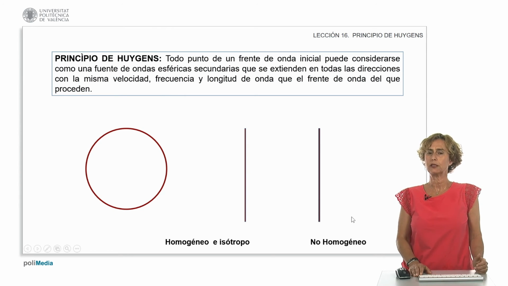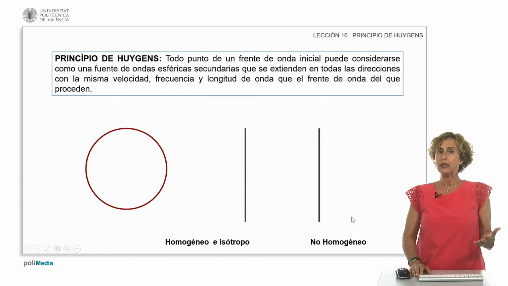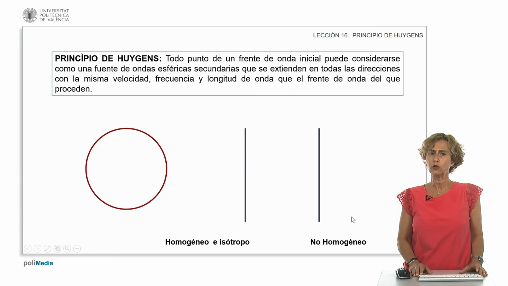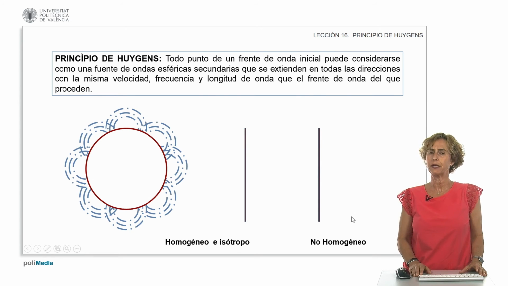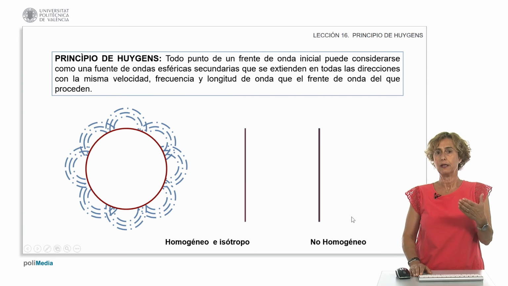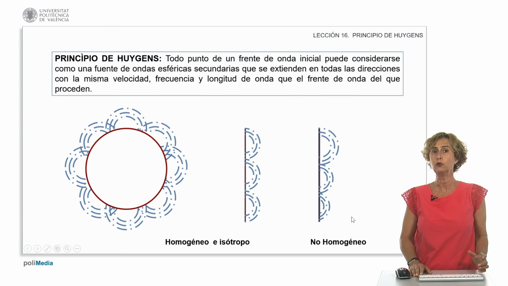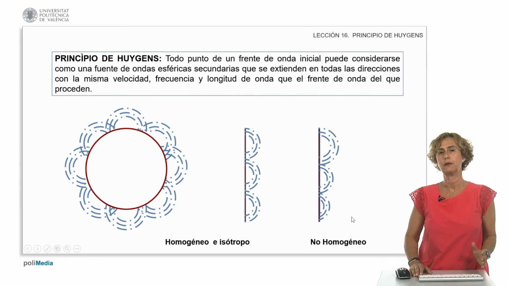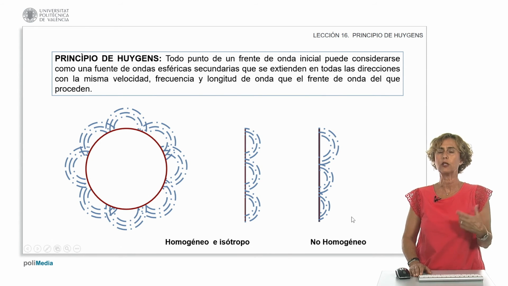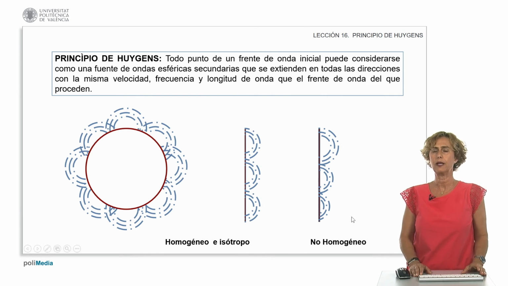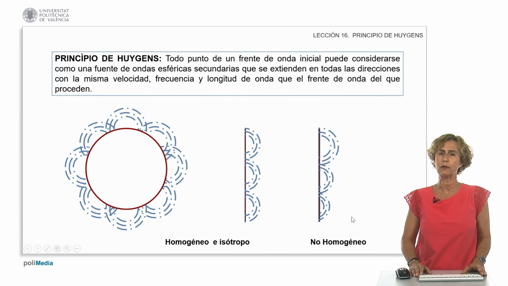Well, let's consider these three initial wavefronts. According to the Huygens principle, all the points of the wavefront are going to become secondary spherical waves, right? Both this circular one and this one next to it and this last one. Well, the first two are homogeneous and isotropic. What does that mean? That all the points travel with the same velocity. Therefore, in the same time, they have traveled the same space. According to the Huygens principle, if we trace the envelope of these secondary waves, we would have the new wavefront.